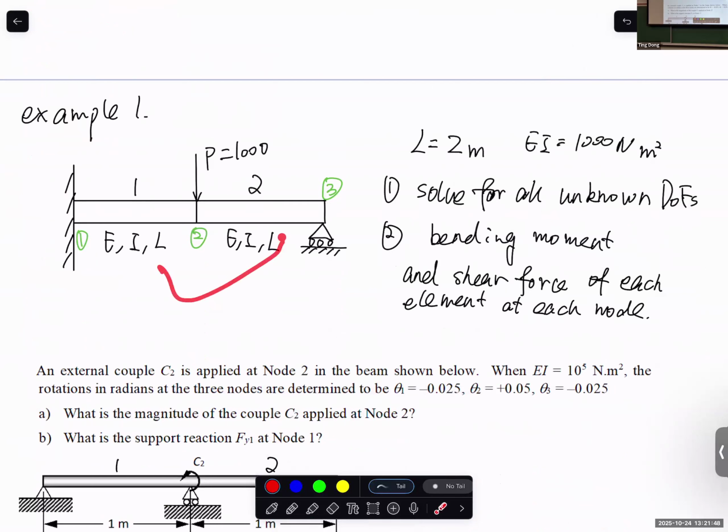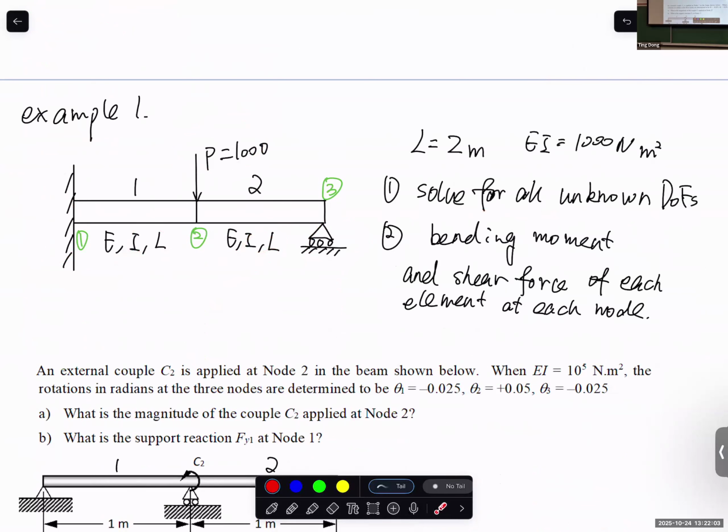This is an example problem we did in class. So we have the boundary condition, we have the force applied, we have the material property and dimensions. Solve for unknown degree of freedom, KQ equal to F.